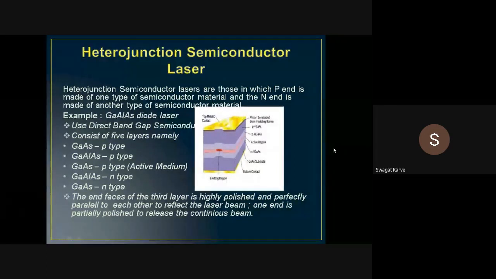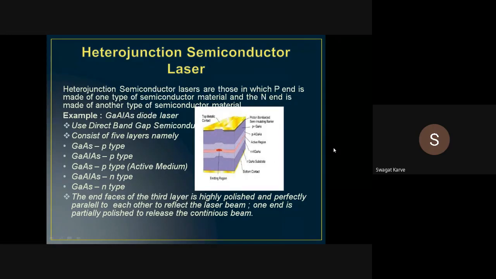That means the p-type material of the semiconductor and the n-type material of the semiconductor are clubbed together to form two different junctions, right? That means the p end of the semiconductor material and the n end of the semiconductor material are sandwiched together, or you can say clubbed together, to form two junctions, that is two heterojunctions. That means unlike homojunctions, right?